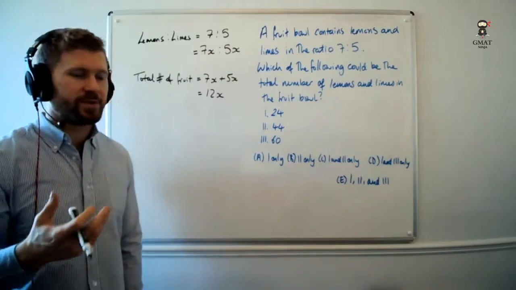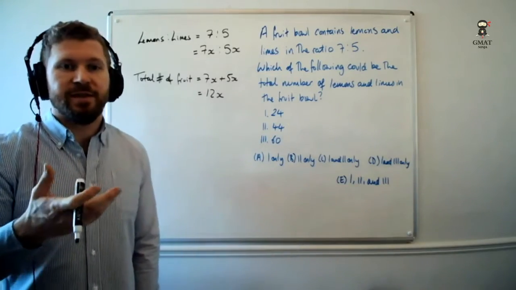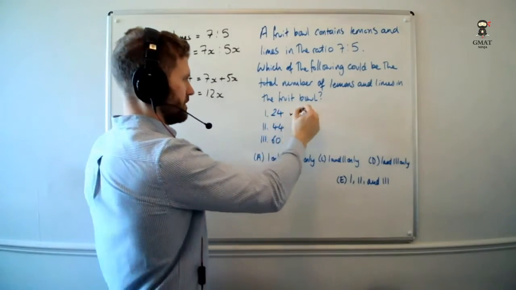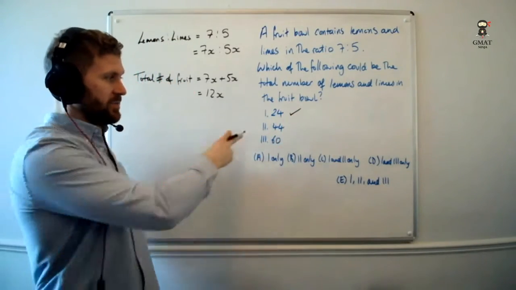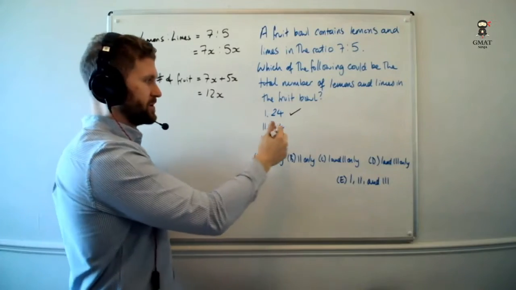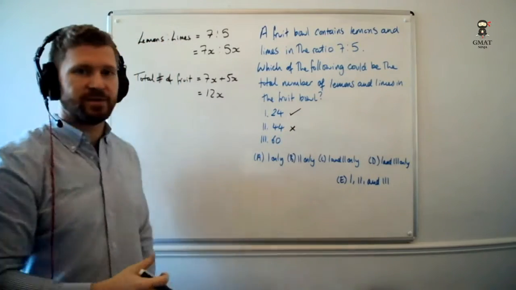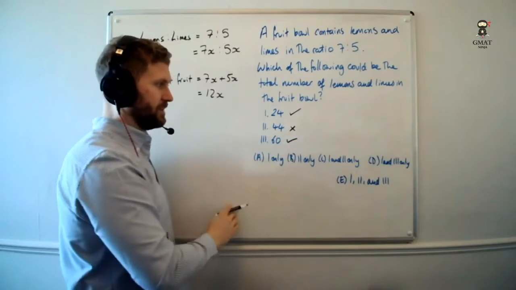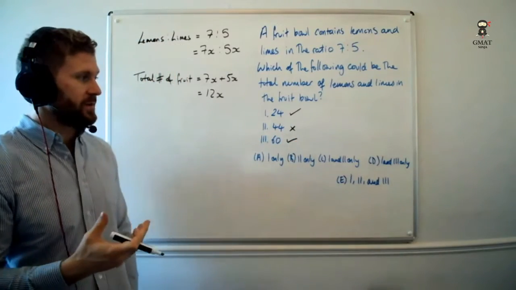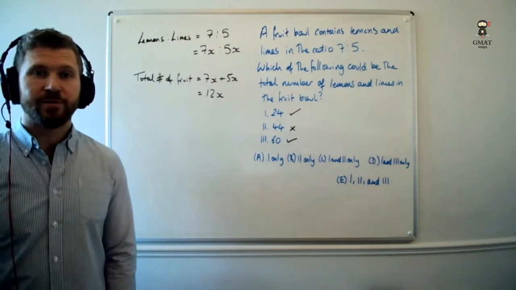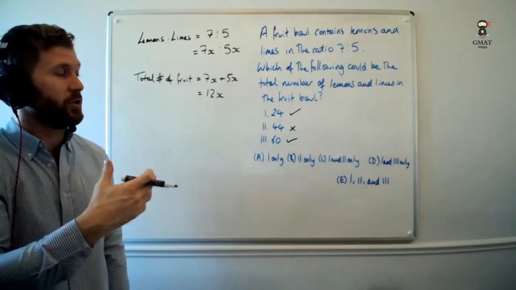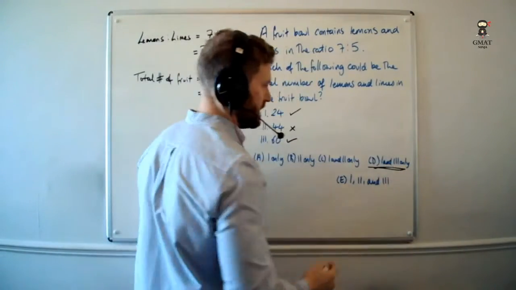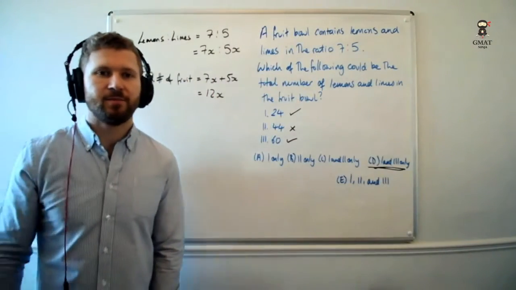So if I know that the total number of fruit in the fruit bowl needs to be in the 12 times table, well, I can say that number 1, yeah, that's 12 times 2. That is a possibility. 44 is not a possibility because 44 is not in the 12 times table, and 60, yeah, it's 12 times 5, so that's in. So from that, we can very quickly say that number 1 and number 3 are the options. That could be the total number of lemons and limes in the fruit bowl, which means that D is the answer to this question.